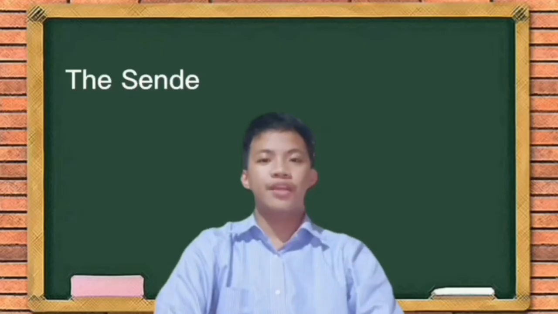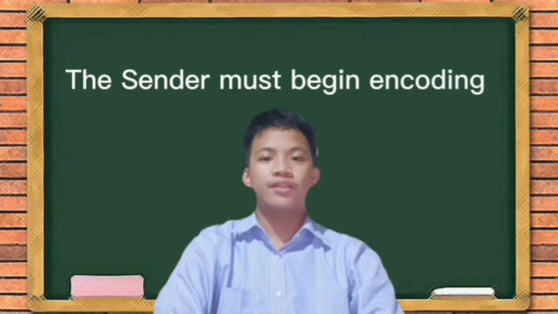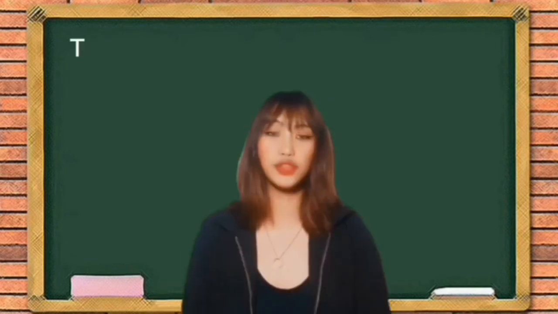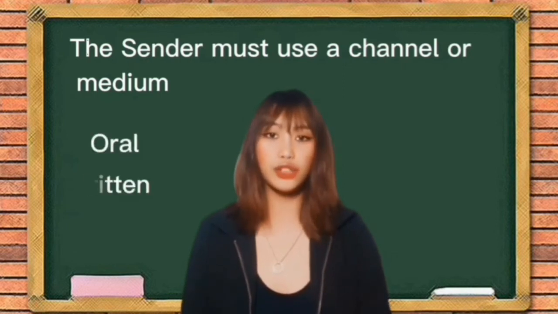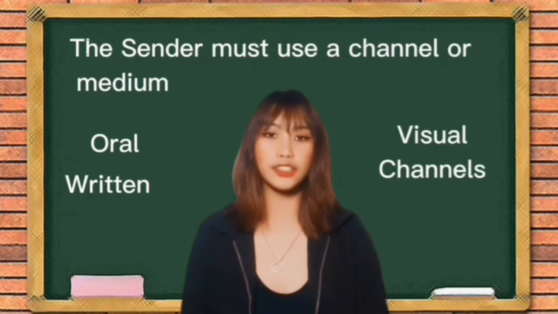The sender must begin encoding, which means translating information into a message in the form of symbols that represent ideas and concepts. To begin transmitting the message, the sender uses some kind of channel, also called the medium, which means the use to convey a message. Most channels are either oral or written, but currently, visual channels are becoming more common as technology like smartphones.